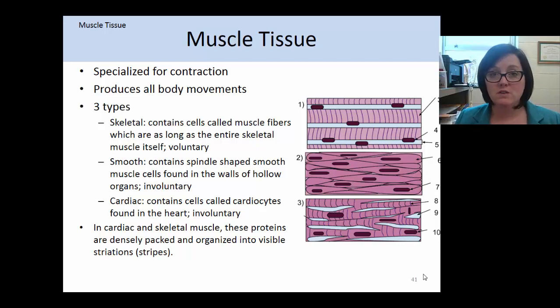So in cardiac and skeletal muscle, the proteins there are so organized that we can actually see them in these striations. Smooth muscle does not have these striations, so it does not have the same organization. And in terms of its contraction, it's weaker than the other 2.